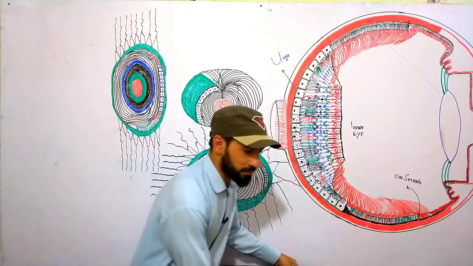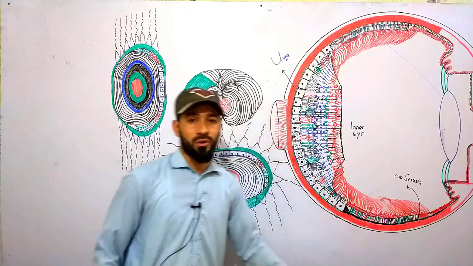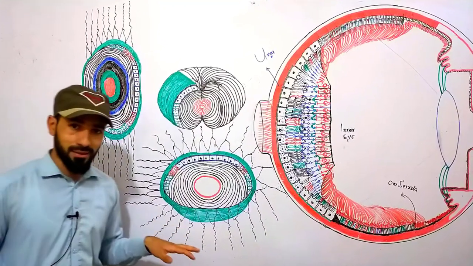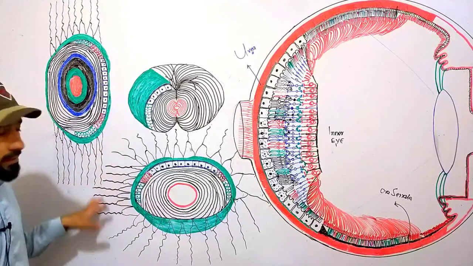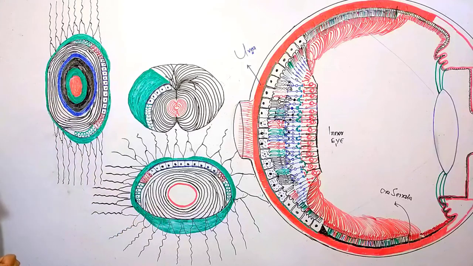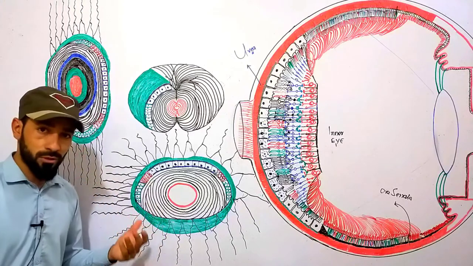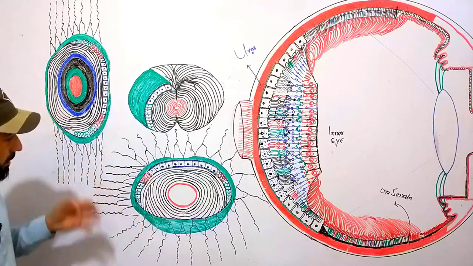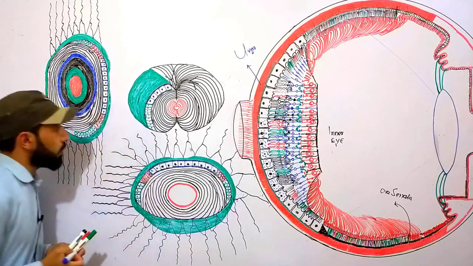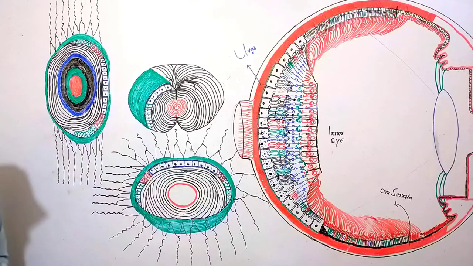We are here to explain the structure of the human eye. In the previous lecture, I discussed the basic things regarding the lens of the eye. Now we are going to discuss the structure of the lens. I hope you will watch the lecture till the end and you will get some knowledge of the structure and composition of the lens of the human eye.